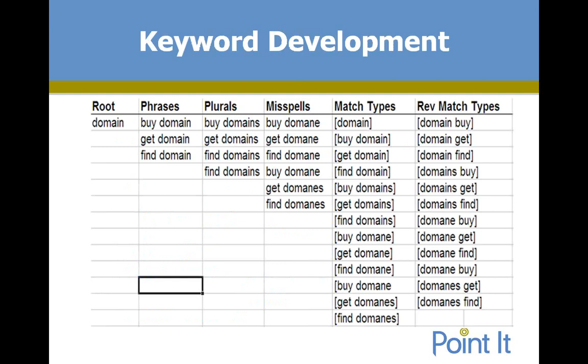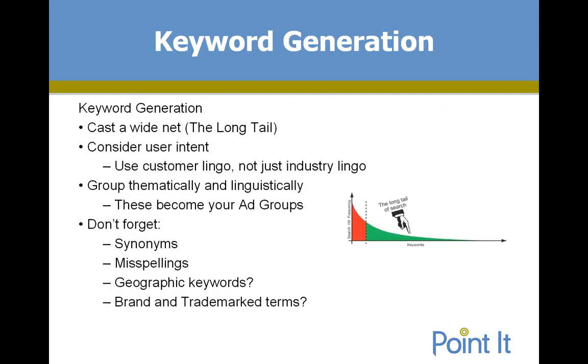And as I mentioned, keywords are also really important to develop, and you can easily get carried away. I'm going to give you a quick example. Here I've taken the word domain. I've added a couple of phrases or qualifiers like buy domain, get domain, and find domain. Then I've added some plurals, misspells of those words, exact match types, and reverse match types. And you can see all the permutations that are flowing down. And that's really just a beginning.